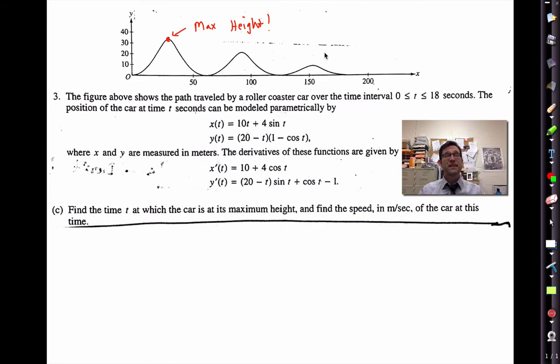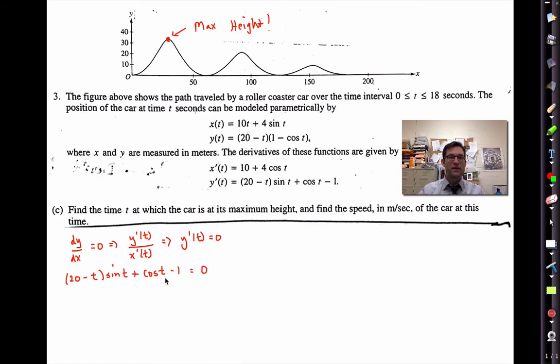We need to find that. What's cool about that is it's the first point in time when dy/dx is equal to 0. But since dy/dx is y prime divided by x prime, it's really the first time when y prime of t is equal to 0. So I need to solve this equation, 20 minus t times sine of t plus cosine of t minus 1. Keep in mind that the negative 1 is not paired with the t. It's paired with the cosine t.